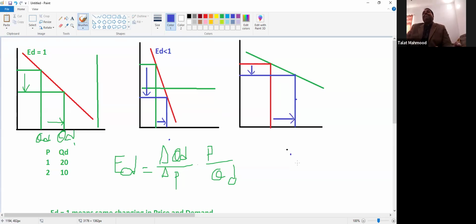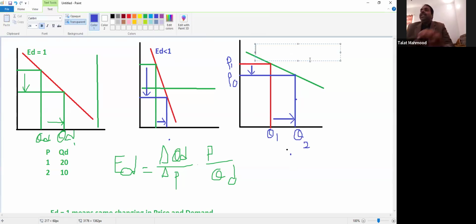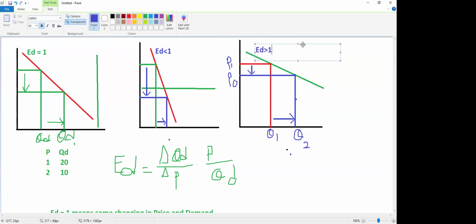Is the demand affected more than the price or not? In this case, price is decreasing on a low scale from P1 to P0, and demand has increased from Q1 to Q2 at a large scale, at a higher rate. So we will call it elasticity of demand is greater than 1.